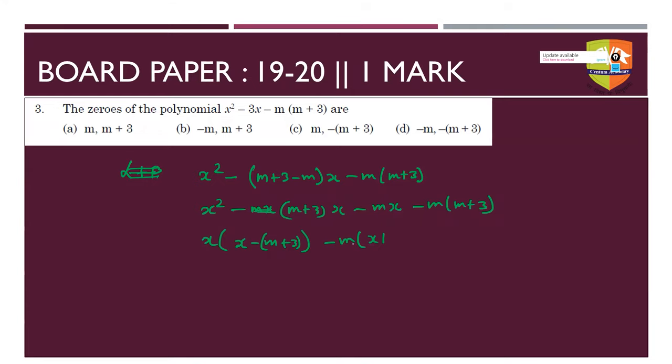x common, yeah. So why is it coming as minus then? x common, x minus m plus 3 and minus m common. In the second step, it is plus mx. Why? Because x, correct. Sorry. Yeah. So mx minus m plus 3. Done. So this is x minus m plus 3 times x plus m. So minus m and m plus 3 are the roots or the zeros. Good.